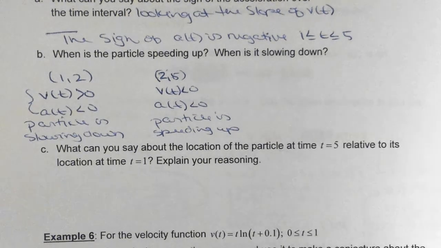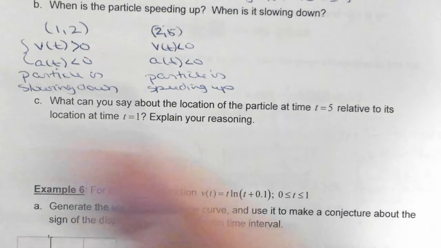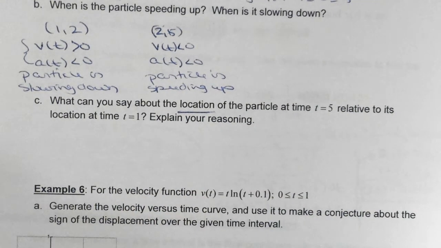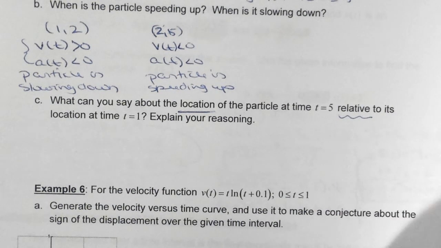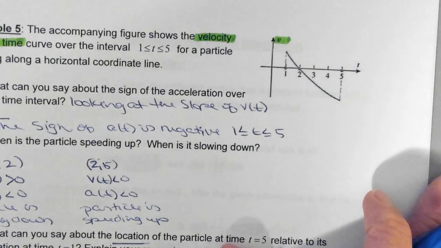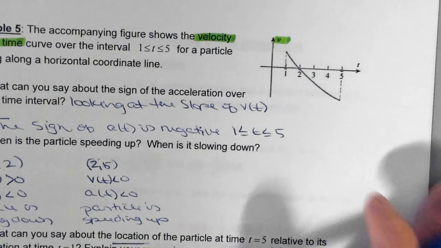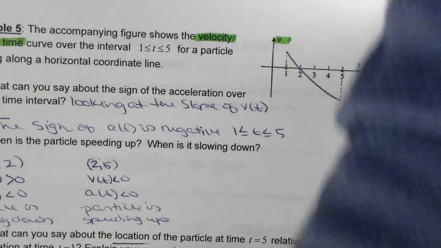Okay. All right, so what can we say about the location of the particle? What does that mean? Position. So here we're talking about the position. What can you say about the position of the particle at time 5 relative to its location at time 1, and explain your reasoning? If we want the position, we're given the velocity. What are we looking at to identify position? Okay, the integral. I don't have the function, so I can't integrate. So what's another thing I would look at? The area under the curve.